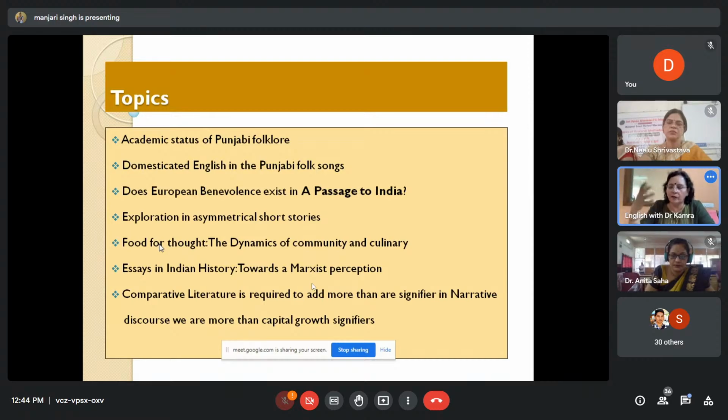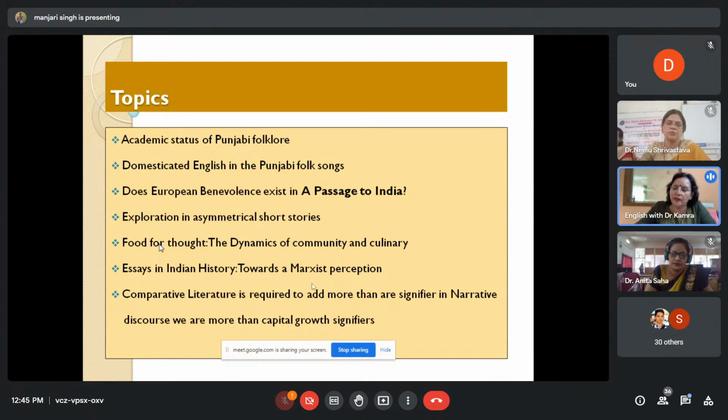Like, if you read Bengali stories, you find rain, like water, which is regarded to be life-giving. And you find that there's a difference between Borsha and Bona. Bona is flood. See, the flood has come and the flood will destroy everything. So, a food for thought, that is the dynamics of community and culinary, that's one topic. Essays in Indian history towards a Marxist perception, that is, are we commodities? If, for example, here, when the lady has made compromises, we can say that she has become a commodity for the world, and she has a Marxist value to her body, not to her skill.